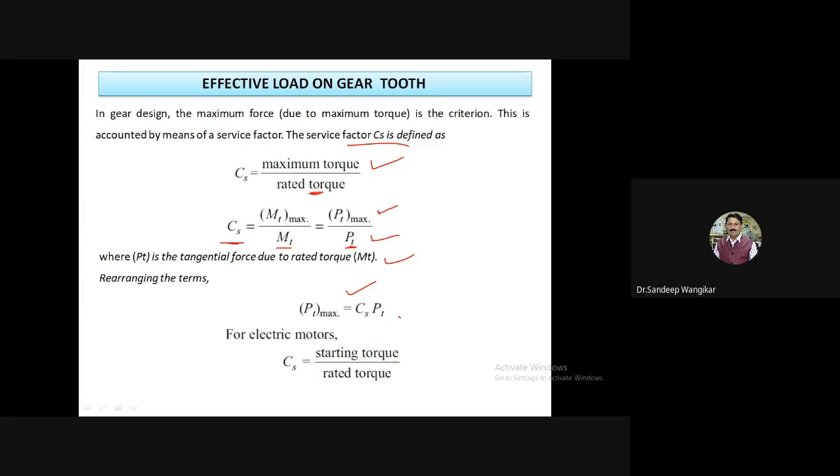Now I will explain the concept of what is maximum. For electric motors, take any electric motor, the service factor is not given by maximum torque. It is clearly mentioned as starting torque divided by rated torque. So it is assumed that for electric motors, the maximum torque is the starting torque. For starting the motor, whatever torque is required is generated at the start, and it is always maximum. Therefore, it is not written here as maximum, it is written as starting torque.